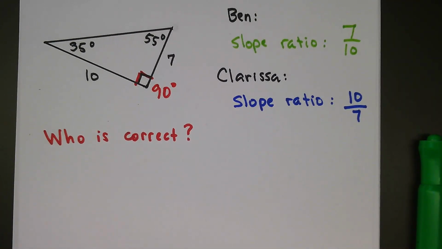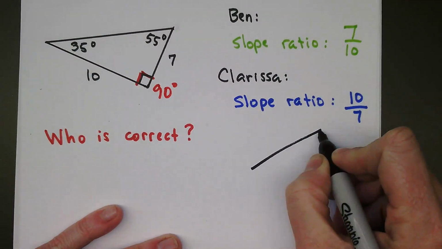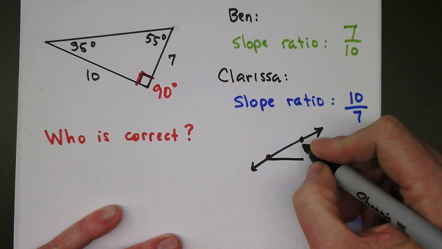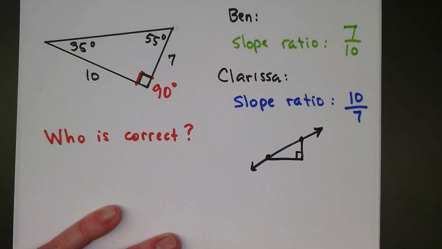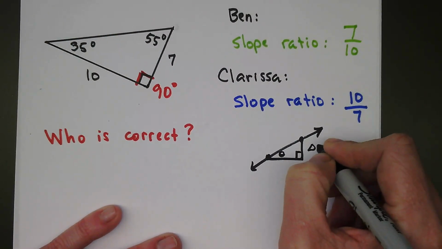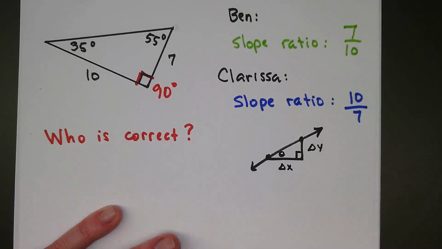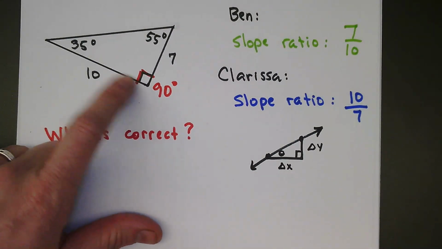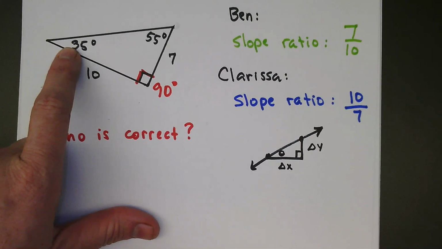So first off, let's talk about what a slope ratio is. A slope ratio is when we graph a line, right? And we go from two points on the line, and we draw a little slope triangle, and we get some angle right there, and we have our change in y over change in x, our rise over our run. So we want to always look at this in terms of the right angle being bottom right and looking at an acute angle over here.